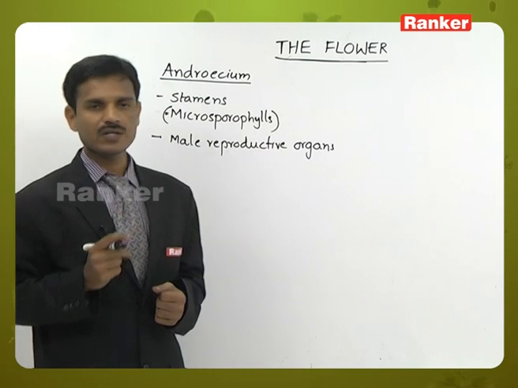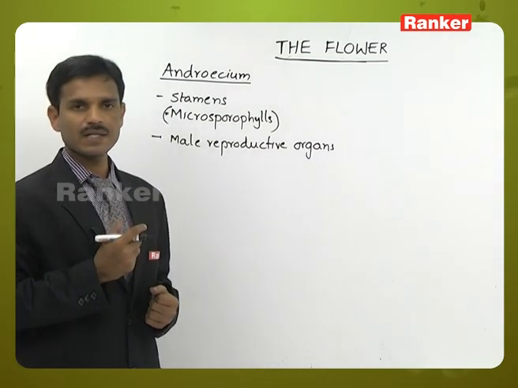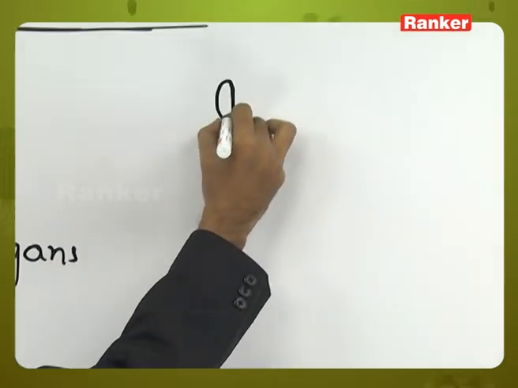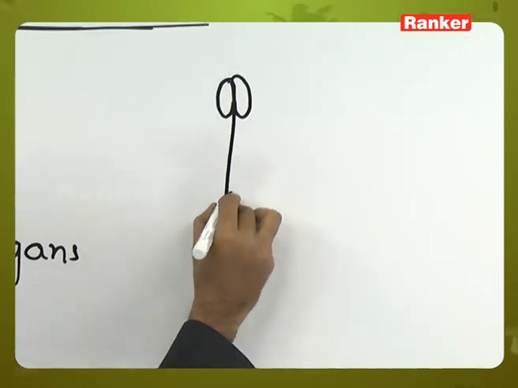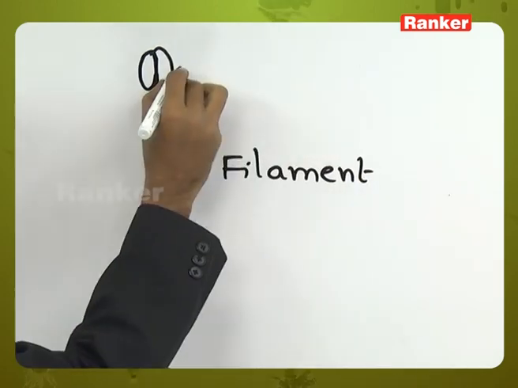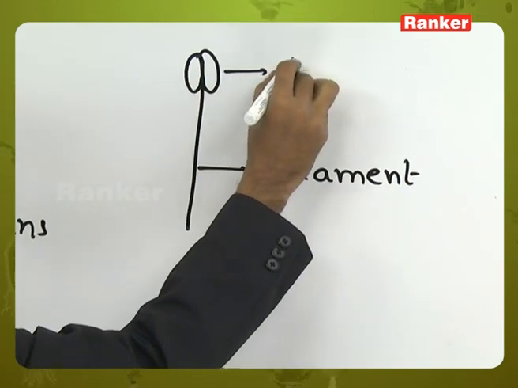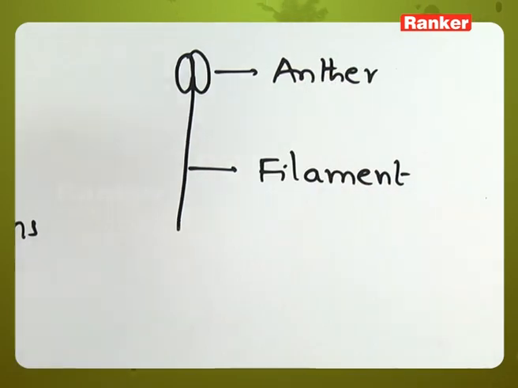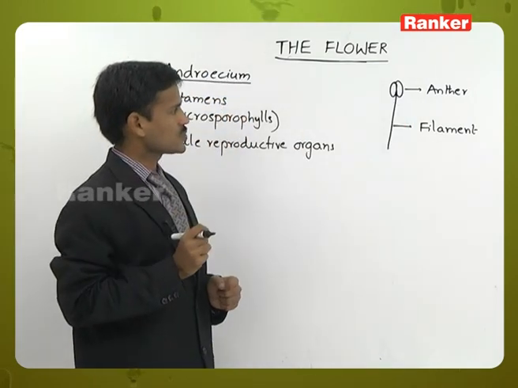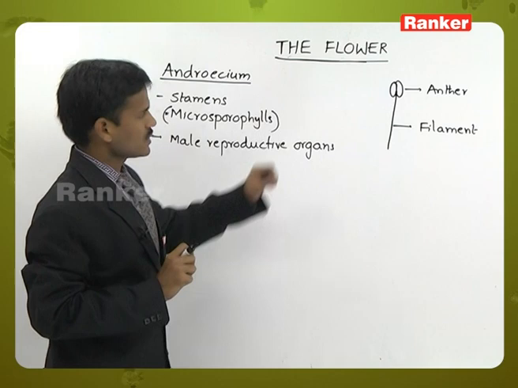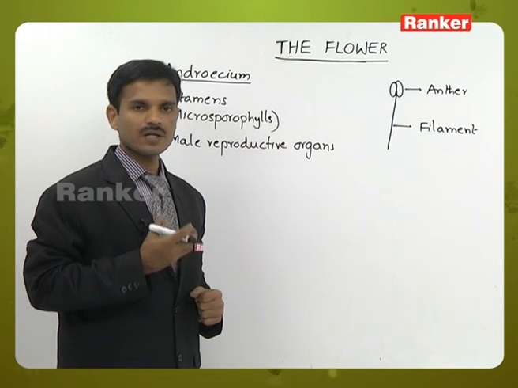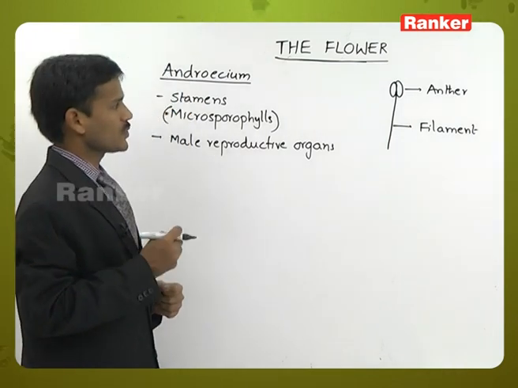And stamens have two main parts. One is the filament and the second one is the anther. The stalk-like structure is the filament and the upper part is the anther. Here both are connected by the connective tissue. Anther and filament are connected at this point. The anther mainly produces pollen grains. The pollen grains are produced within the anther.